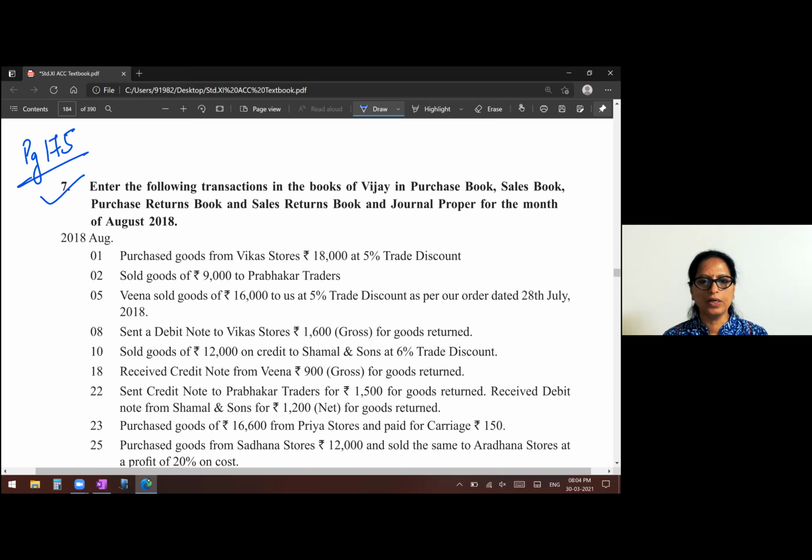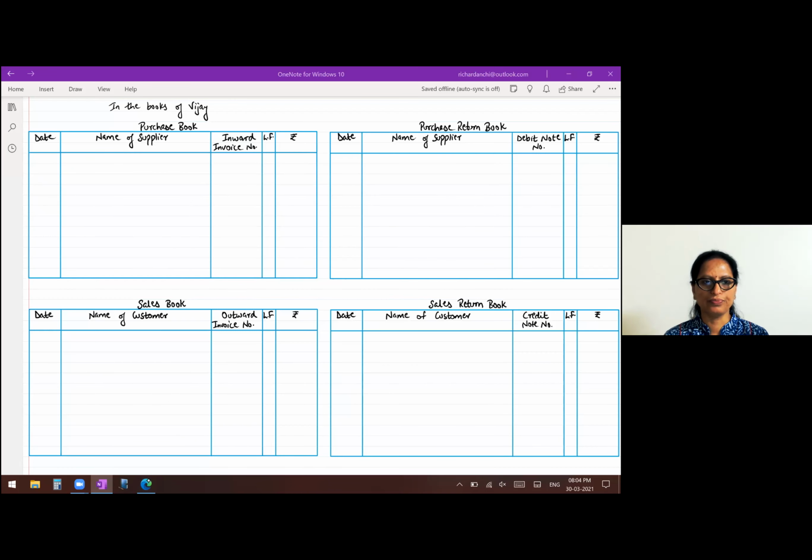So first you will draw the books one below the other for about 6 lines each. The format, fill in all the details which are required, and then these transactions are given for the month of August 2018. So in all date columns, 2018, below that August.